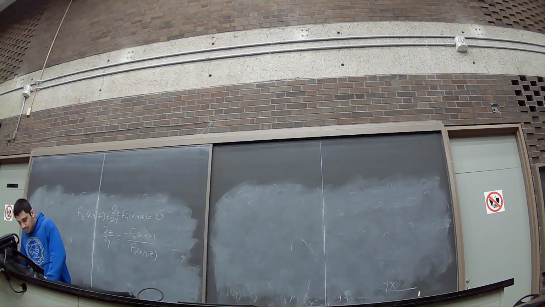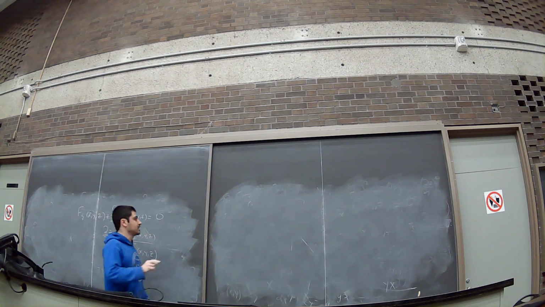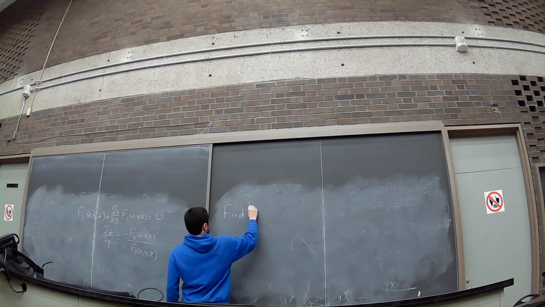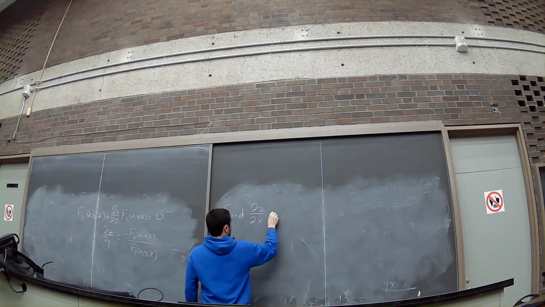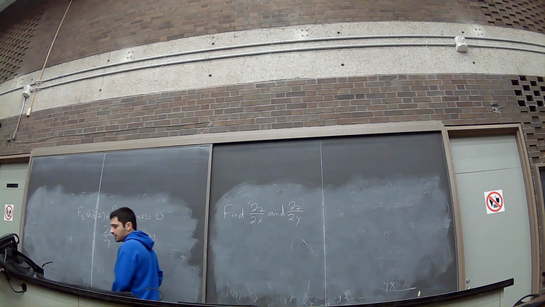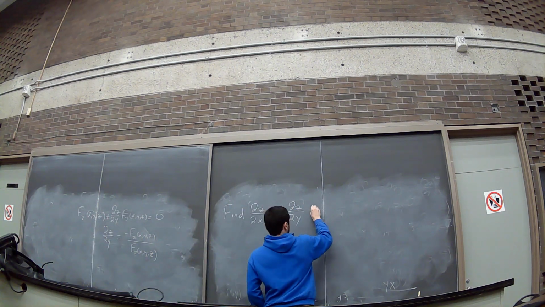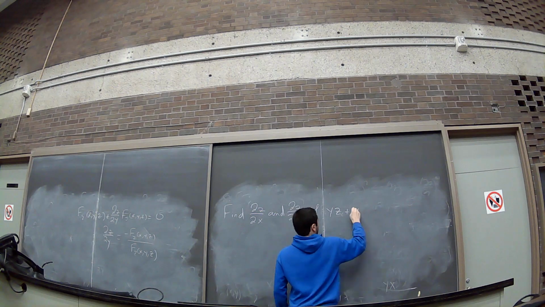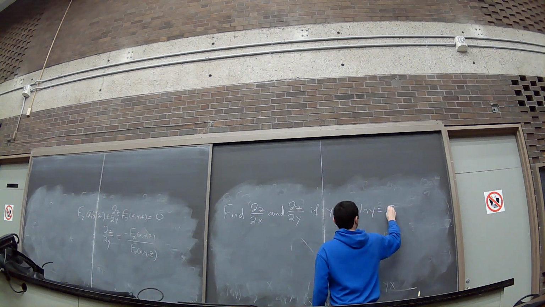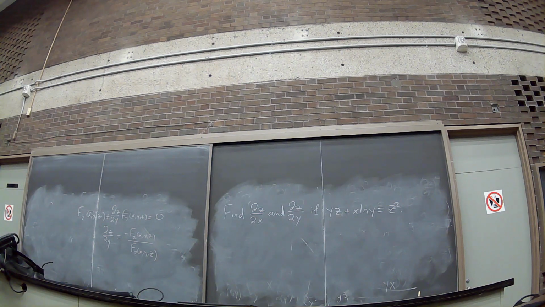So let's do some examples. Find del z del x and del z del y. The equation involves y z plus x on y. Okay, folks, let's focus on this. How do we do this? How do we start?